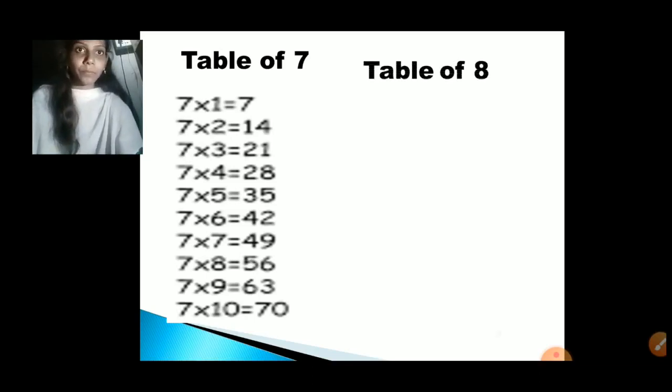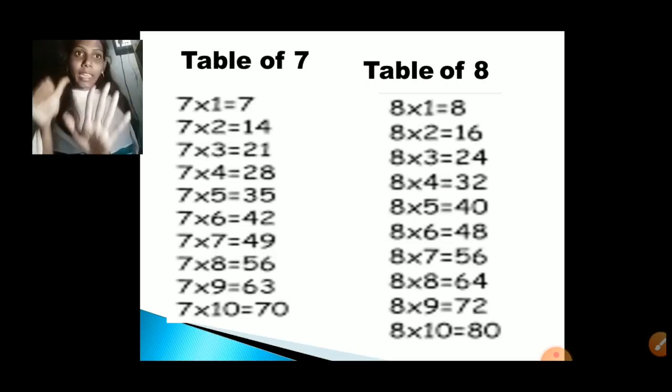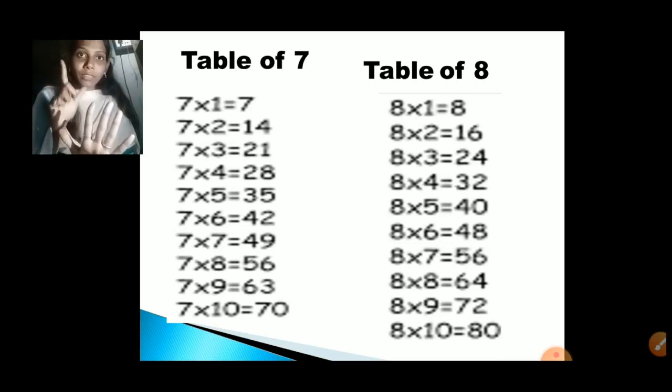Now we will revise table of 8. Start with me. 8 ones are 8, 8 twos are 16, 8 threes are 24, 8 fours are 32, 8 fives are 40, 8 sixes are 48, 8 sevens are 56, 8 eights are 64, 8 nines are 72, 8 tens are 80.